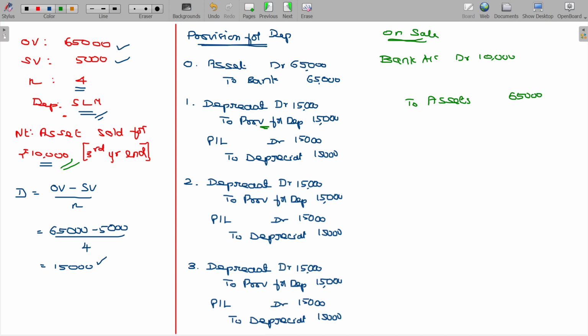This value can be used for adjusting the loss on sale of the asset. As such, now how much provision will be there? 15, 15, 15, so 45,000 rupees. On the asset of 65,000, if 10,000 is sold there is a 55,000 loss, and this 45,000 I adjust against the provision. Otherwise, on sale the provision is also closed. The provision is for adjusting the loss on sale, but the asset is sold. Hereafter the provision is not required, so it can be directly transferred here. So provision for depreciation.